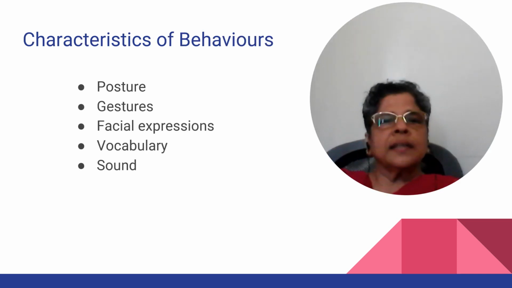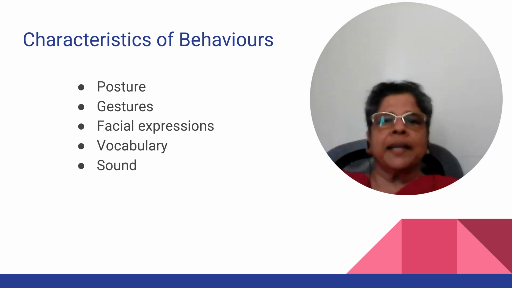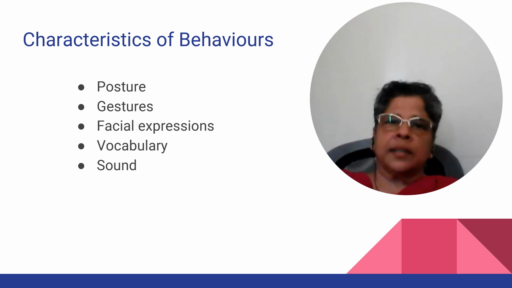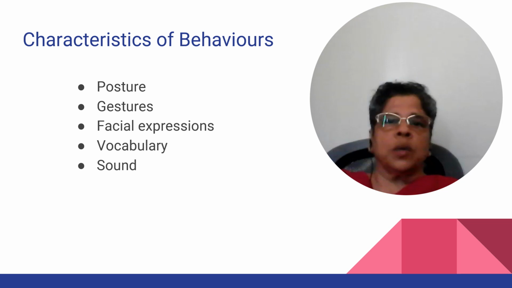The characteristics of behaviors are generally listed as postures, gestures, facial expressions, vocabulary, and the sound. Each of these is very different in different ego states. Even in the same ego state, some of these things may be different. So we need to have a close understanding, a deep understanding, and a close watching of people to learn this.